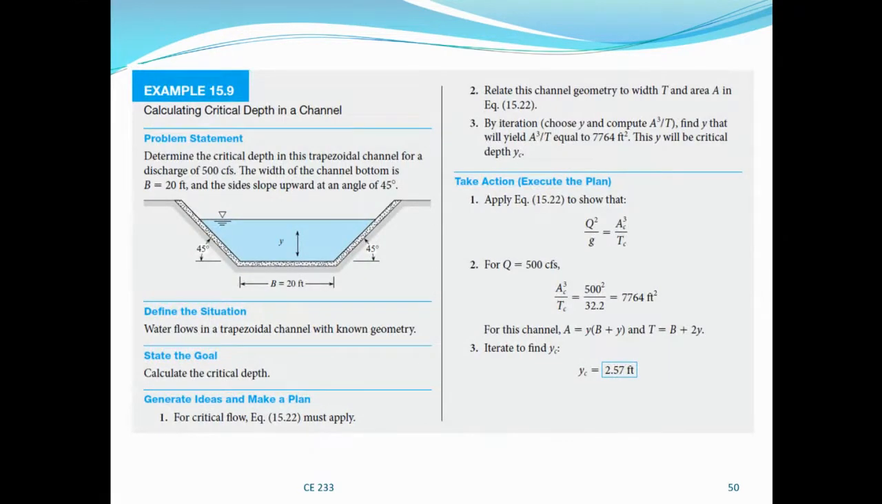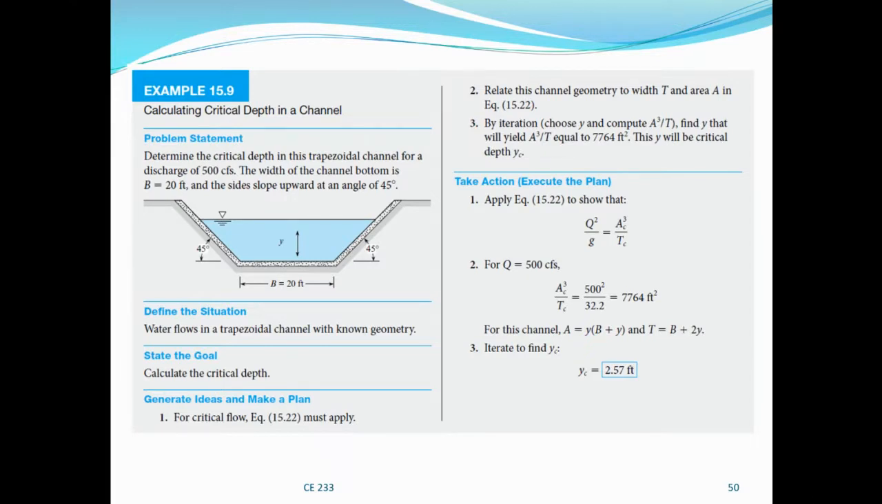Calculating critical depth in a channel. Don't forget about the normal depth or the uniform depth of uniform flow. Now we are moving to critical depth. Although, like I said, we will not dwell on or treat this deeply, at least you should have some idea. We'll continue with the topic in the next course, which is water engineering.